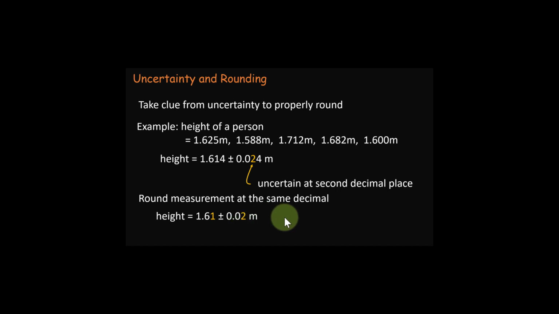For example, if this uncertainty was 1.4 instead of 2.4, we may have kept 1.4 rather than just rounding to 1.